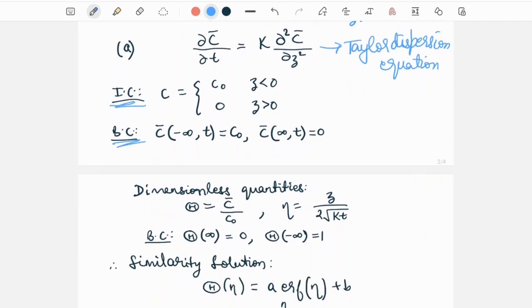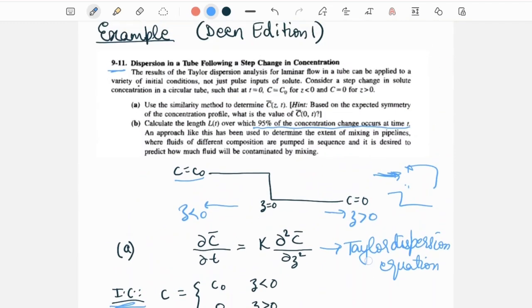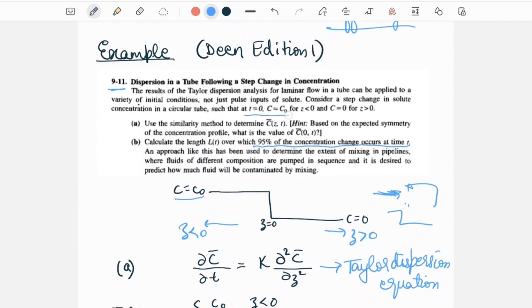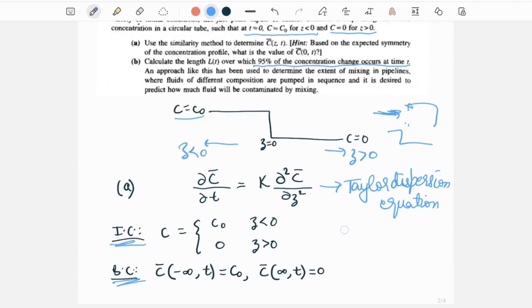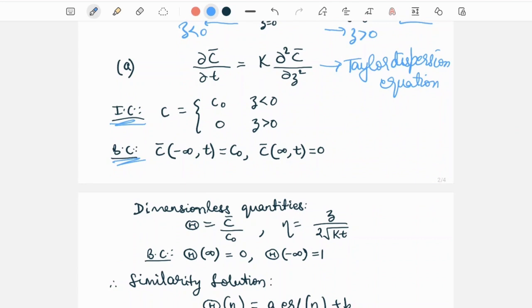So the initial condition is at t equal to 0, what was the situation, which is given in the question. At t equal to 0, c is equal to c0 for z less than 0 and c is equal to 0 for z greater than 0, and that's exactly what we've reproduced here. Then there are the boundary conditions, which are important. As in any transport question, we need the boundary conditions to solve our governing equations.